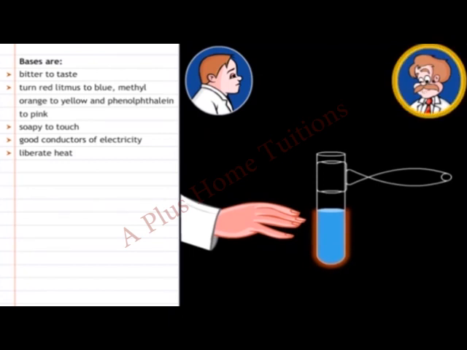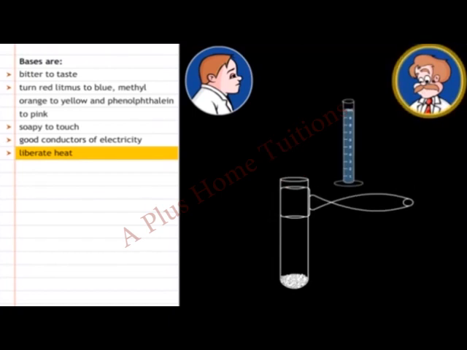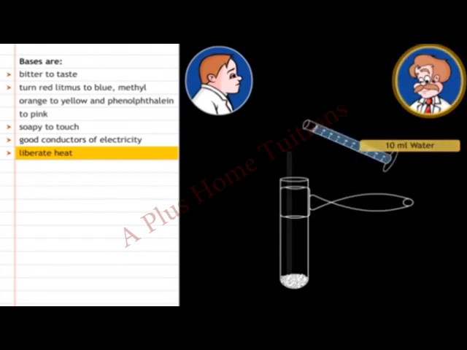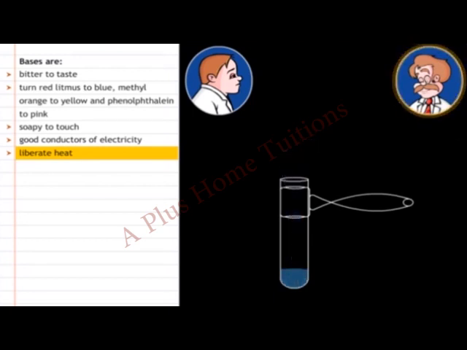When bases are diluted with water, they give out heat. Let's look at this experiment. We take 5 grams of sodium hydroxide pellets in a test tube. To this, we add 10 milliliters of water slowly by stirring. On diluting with water, some heat is released, due to which the test tube becomes warm.